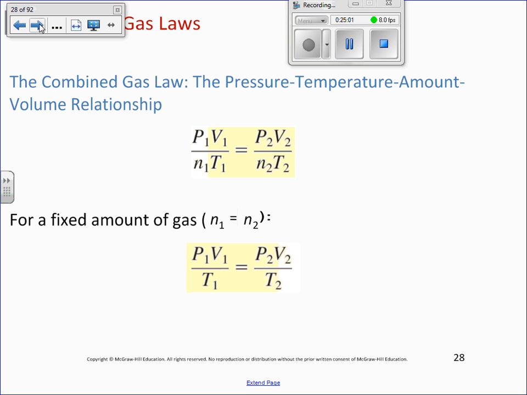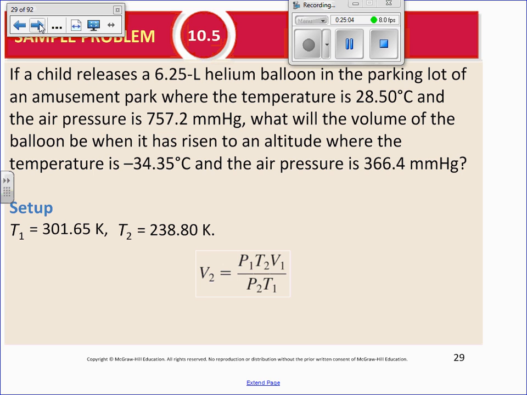So here we have this kid who releases a 6.25 liter helium balloon in the parking lot of an amusement park, where the temperature is 28.5 degrees Celsius and the air pressure is 757.2 millimeters of mercury. What will the volume of the balloon be when it has risen to an altitude where the temperature is minus 34.35 degrees Celsius and the air pressure is 366.4 millimeters of mercury? And part 2 of the equation is how long will he cry after his father smacks him for releasing a $5 balloon in the parking lot?